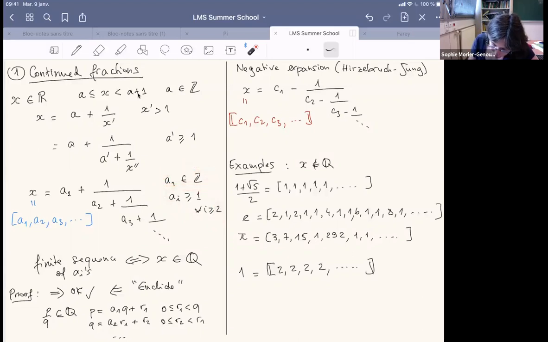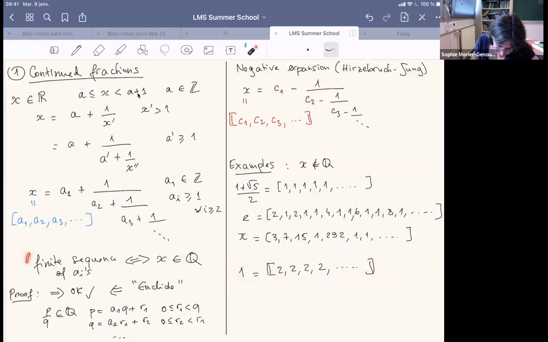And asking for the CI to be bigger than 2, but not infinitely many 2s, this will also give the uniqueness of the sequence CI. Okay, so this one is a little bit more involved to use. I mean, you have to be careful in the statements because of this property.